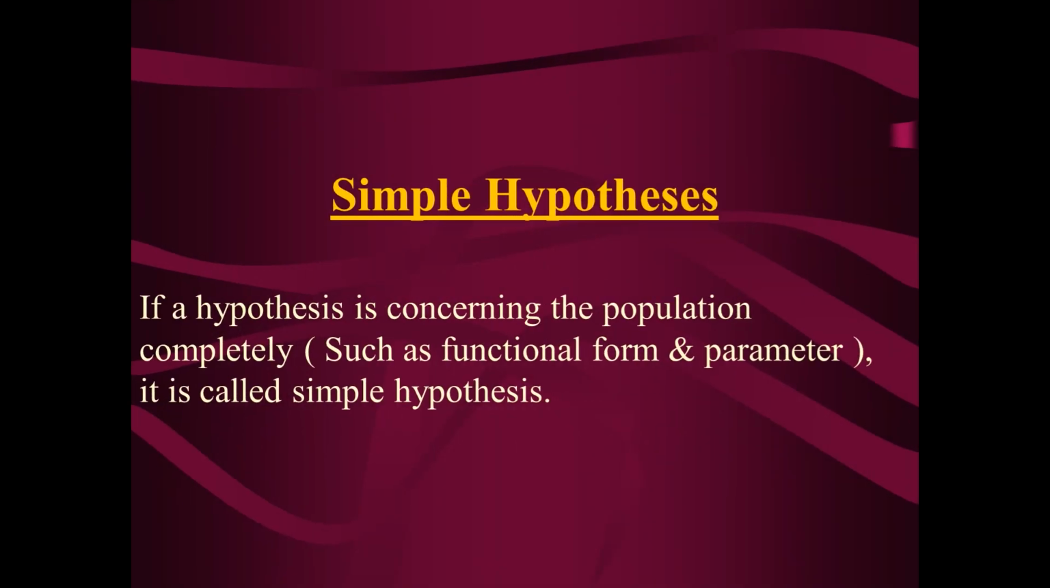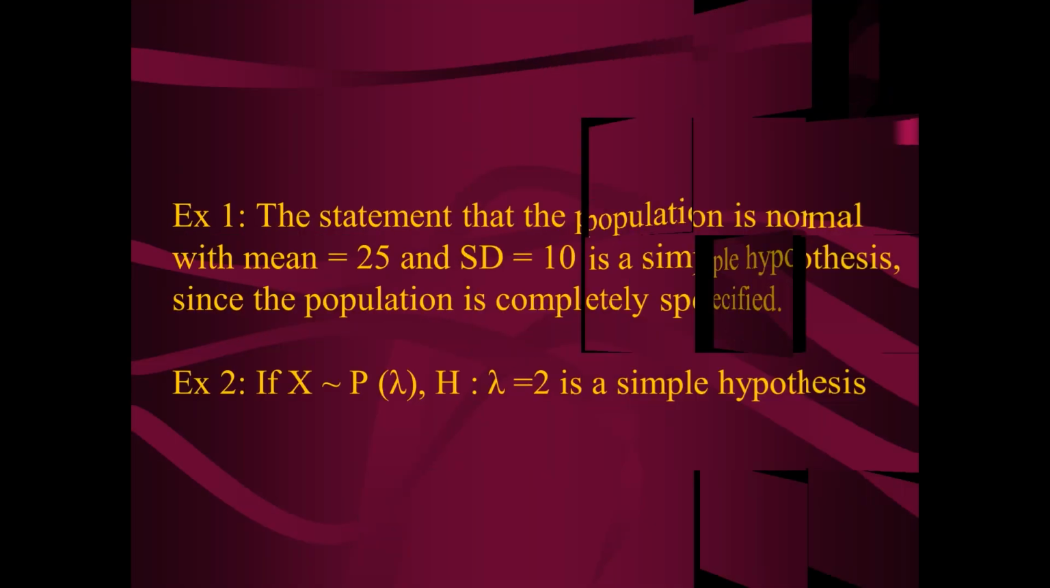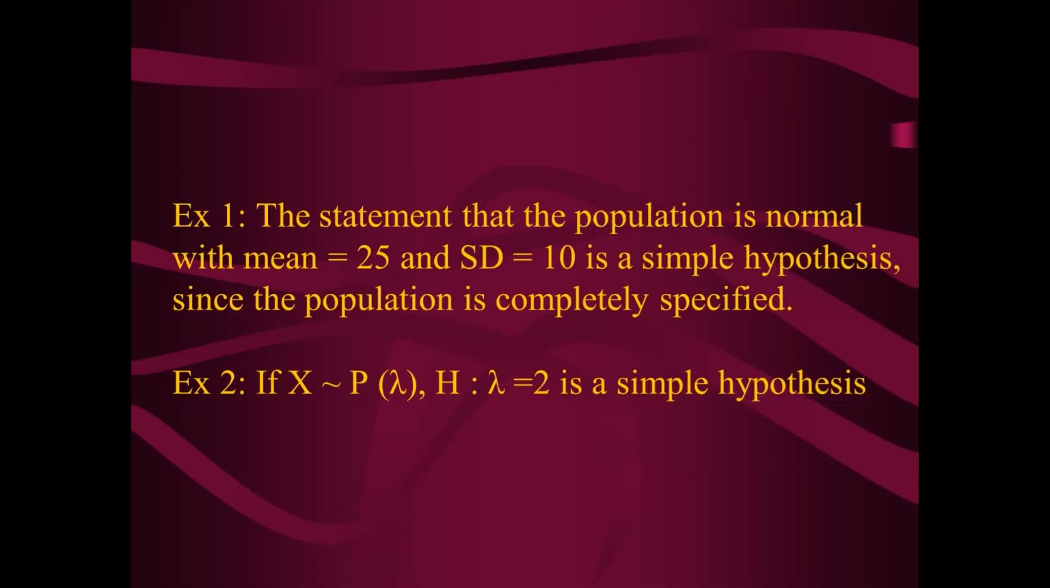Simple hypothesis: if a hypothesis concerns the population completely, such as its functional form and parameters, then it is called a simple hypothesis. For example, the statement that the population is normal with mean 25 and standard deviation 10 is a simple hypothesis, since the population is completely specified.